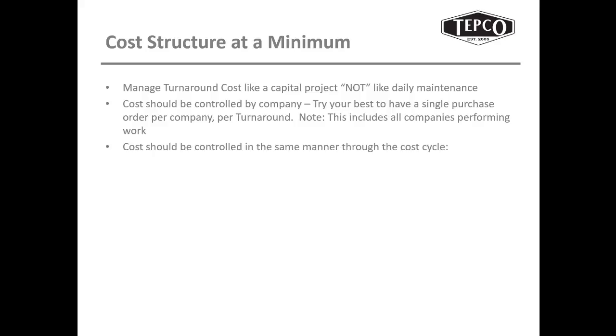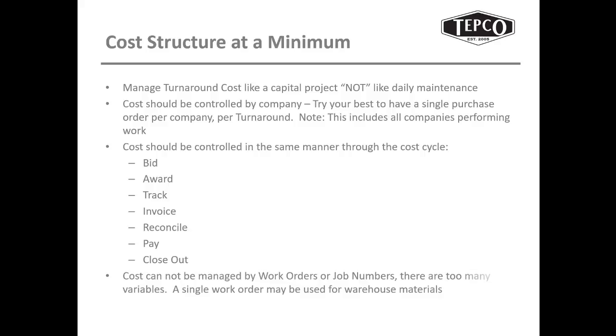Cost should be controlled in the same manner throughout the cost cycle. So we talked about the cost cycle on the last one, from scope development all the way to closeout. With that, these were the big ticket items. So I'm going to prepare a budget first, and I'm going to prepare it by a standard code of account, and I'm going to bid by the code of account. I'm going to award the bid by code of account. I'll also track, reconcile, pay, and close out by code of account. So this whole structure that I'm fixing to get into will clearly show you a standard high-level code of account.